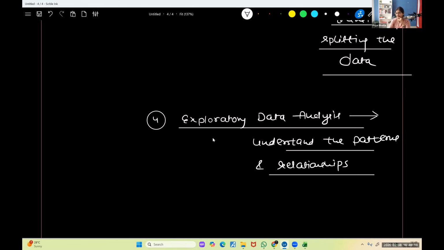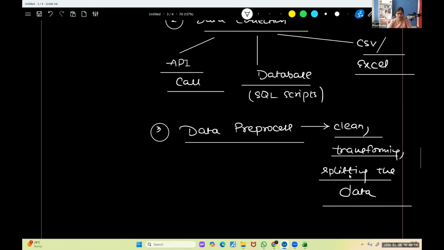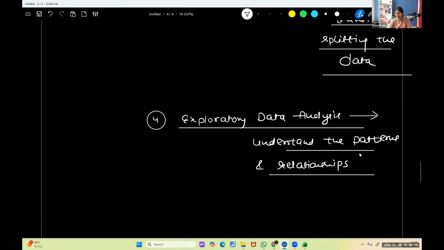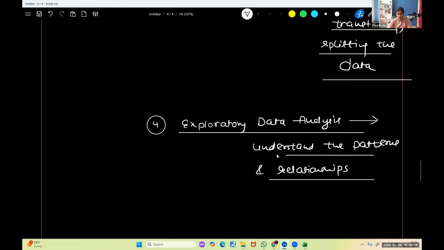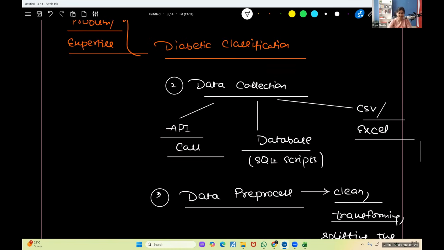So you will try to understand the pattern and relationships of a given data. That is what you will do in EDA. Now, one most important thing when you work on this data collection part, you should have very good expertise on the Excel tool, because it might be the case that your data is available in Excel and you might have to tackle it from there.